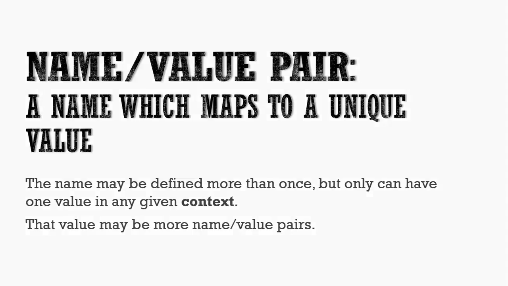Okay, for example, this is a name-value pair. You've probably done things like this all the time in code. You have a name, a variable, and a value. In this case, address is the name, and 100 Main Street is the value. That's a name-value pair. Pretty simple.